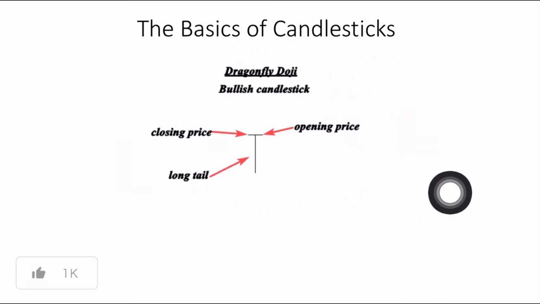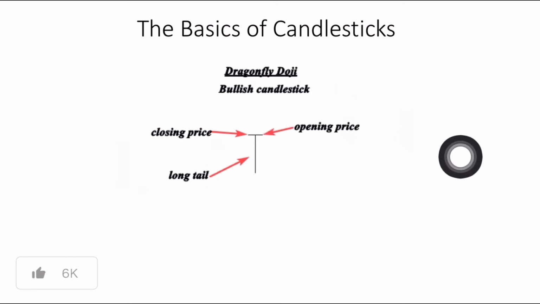This is another type of bullish candlestick. It's called a dragonfly Doji. So the dragonfly Doji is a bullish candlestick pattern which is formed when the high, open, and close are the same or about the same price. As you can see there, the opening and the closing is just about the same price.